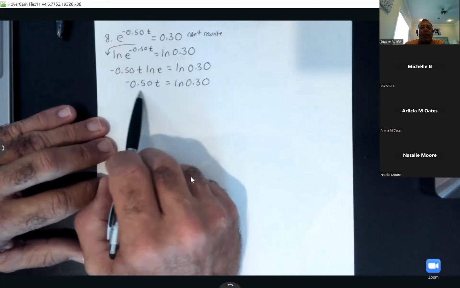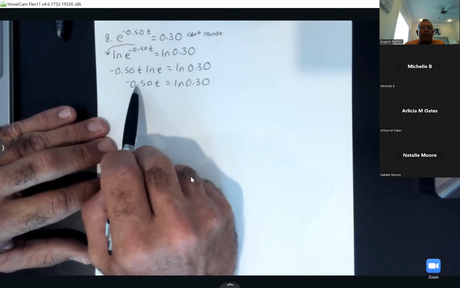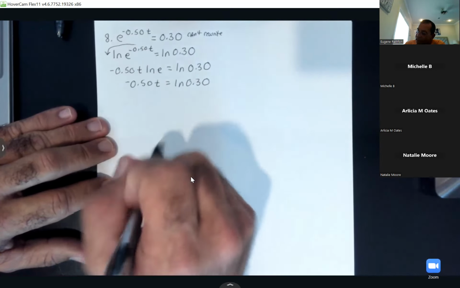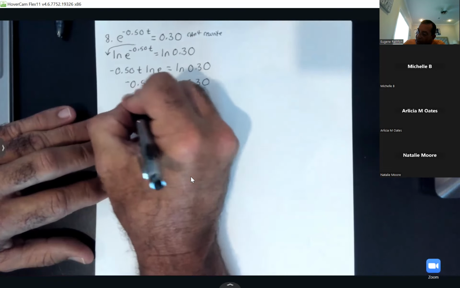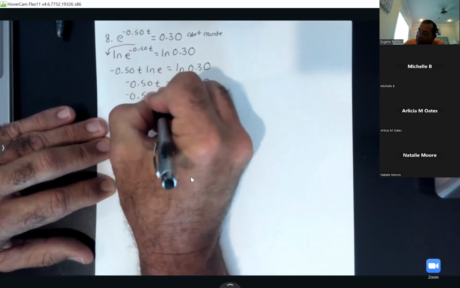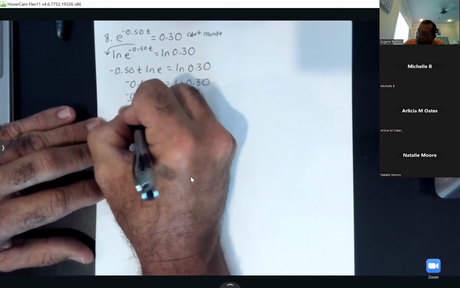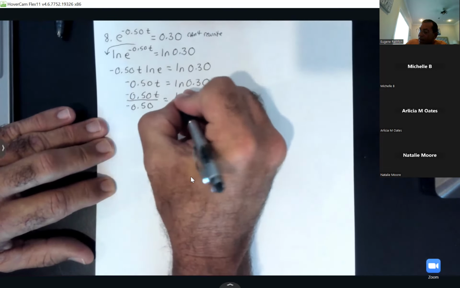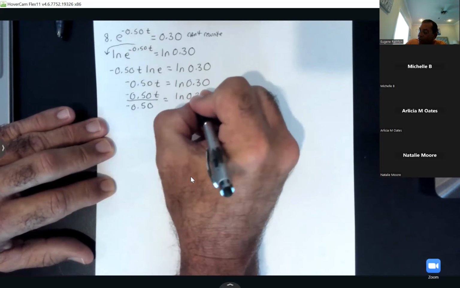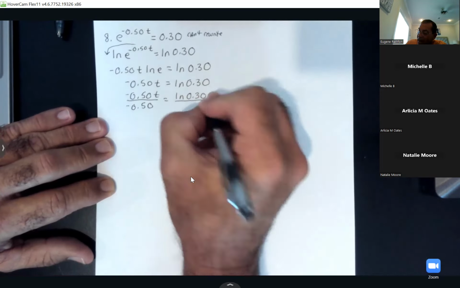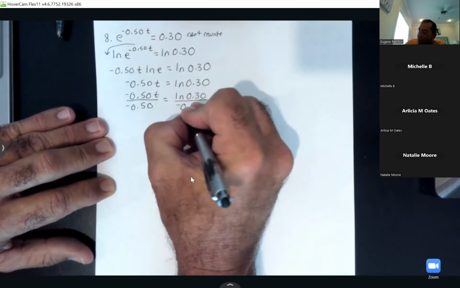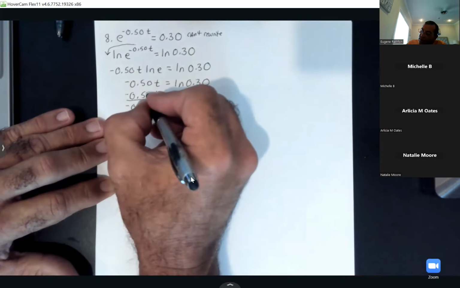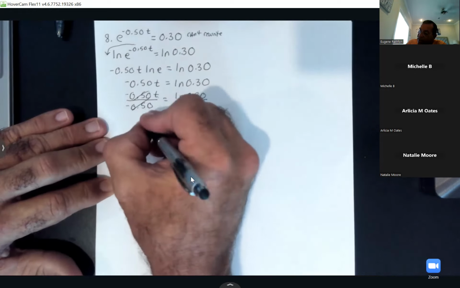So now look at this. Negative 0.50t. If I want to make that a 1t, I'm going to divide both sides by that negative 0.50. And that'll equal the ln of our 0.30 divided by negative 0.50. So notice this cancels, giving us our t.